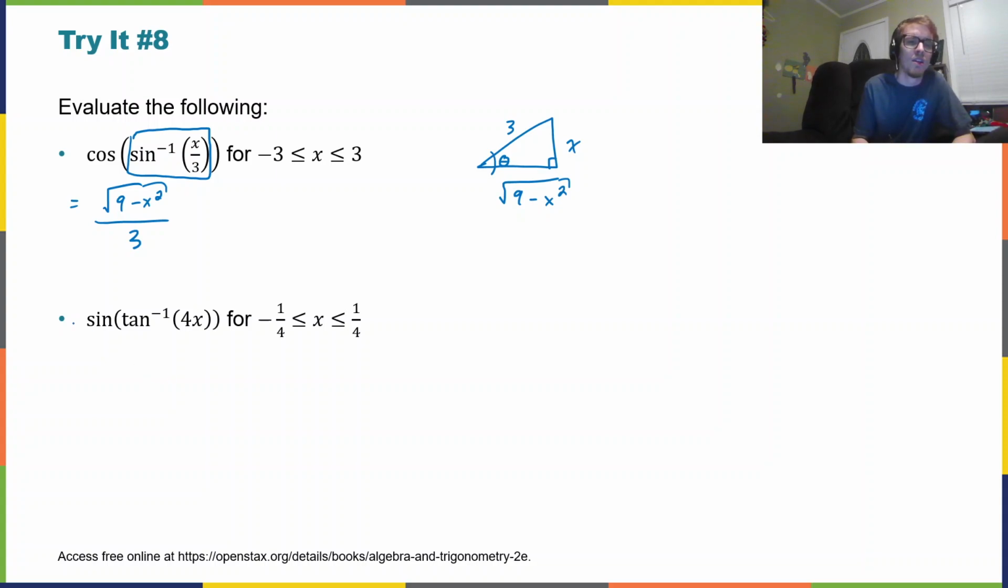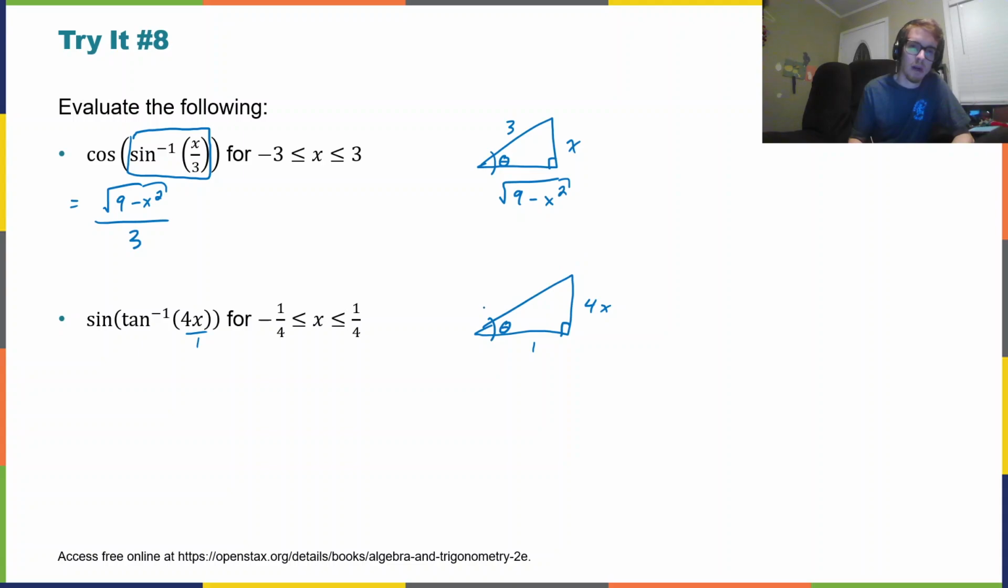Okay. For our last question, we have the sine of inverse tangent of 4x. So there is no denominator here, so we're thinking about ratios. There's no denominator, and this is, by the way, between negative 1/4 and 1/4 inclusive. But I'm going to write 4x as actually 4x over 1, so that on my right triangle with my angle theta labeled, the opposite side is 4x, and the adjacent side is 1.